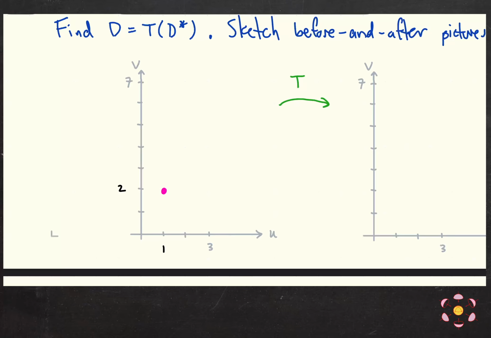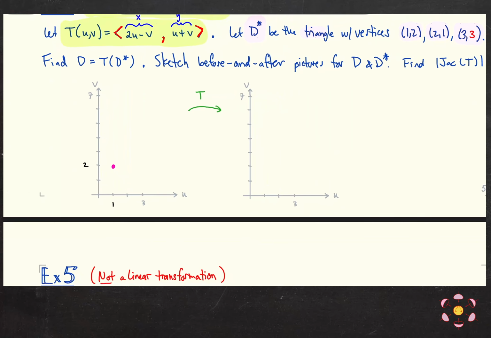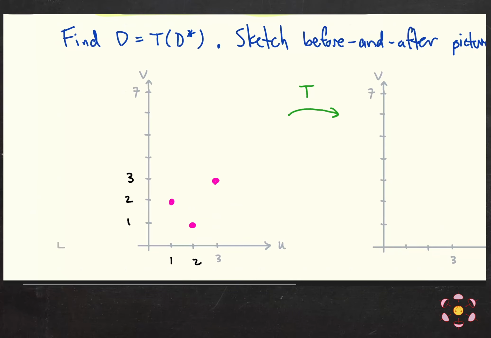I'll draw it in pink since I'm in the UV plane. The other point is 2, 1. And the third point is 3, 3. All right, and it did tell us this is the triangle. Okay, so let's just draw these lines connecting these points. So here's D star, very easy, a triangle. Let's label this D star. Okay, there's our before. So now let's try to figure out what D is in the X and Y plane.